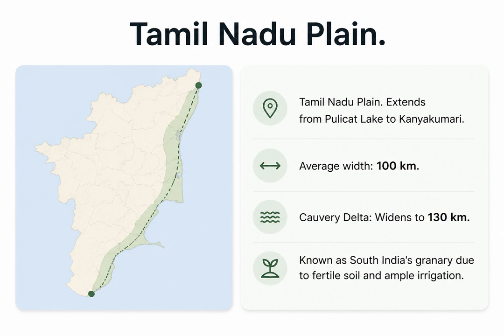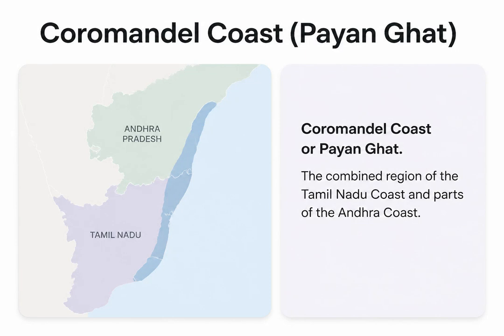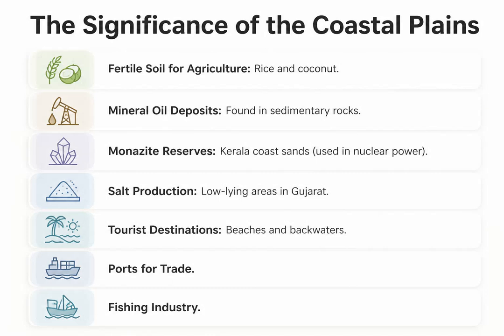Thanks to incredibly fertile soil and excellent irrigation systems, this delta region is proudly known as the granary of South India. You will often hear a specific historical and geographical term used for this southeastern stretch, the Coromandel Coast, sometimes referred to as Payan Ghat. This term does not just refer to Tamil Nadu. It actually encompasses the combined region of the entire Tamil Nadu coast, along with the southern parts of the Andhra coast. So why do these coastal plains matter so much to India?